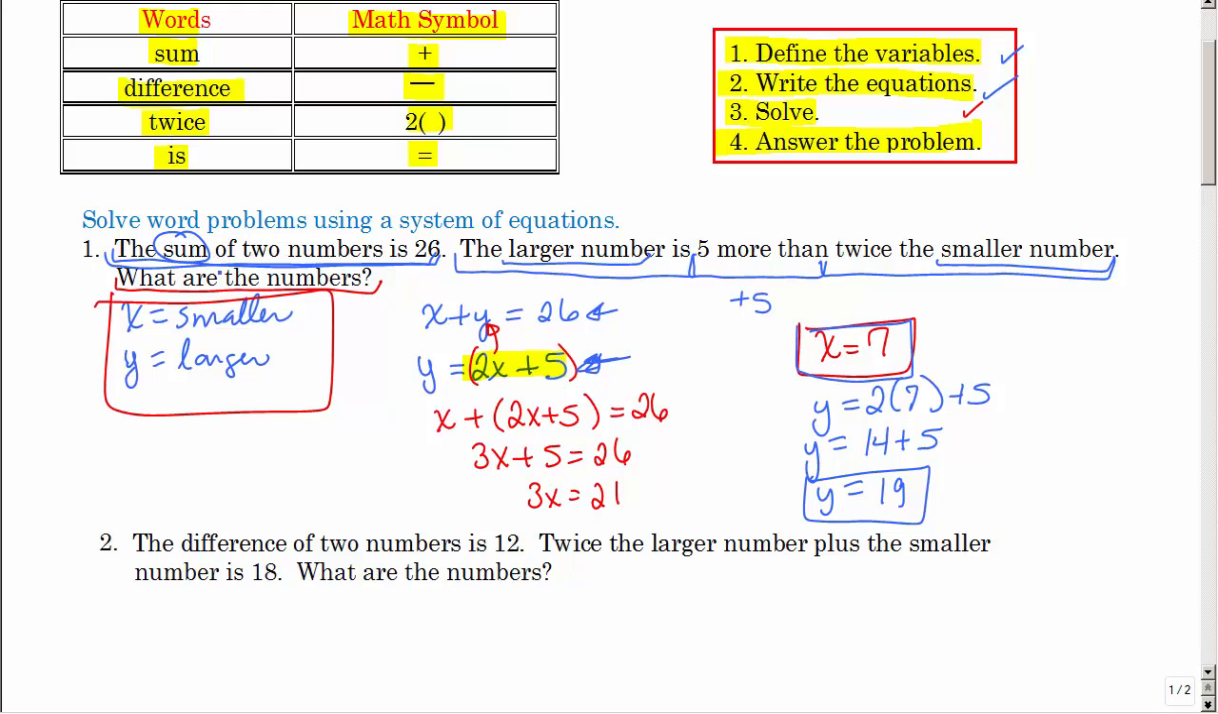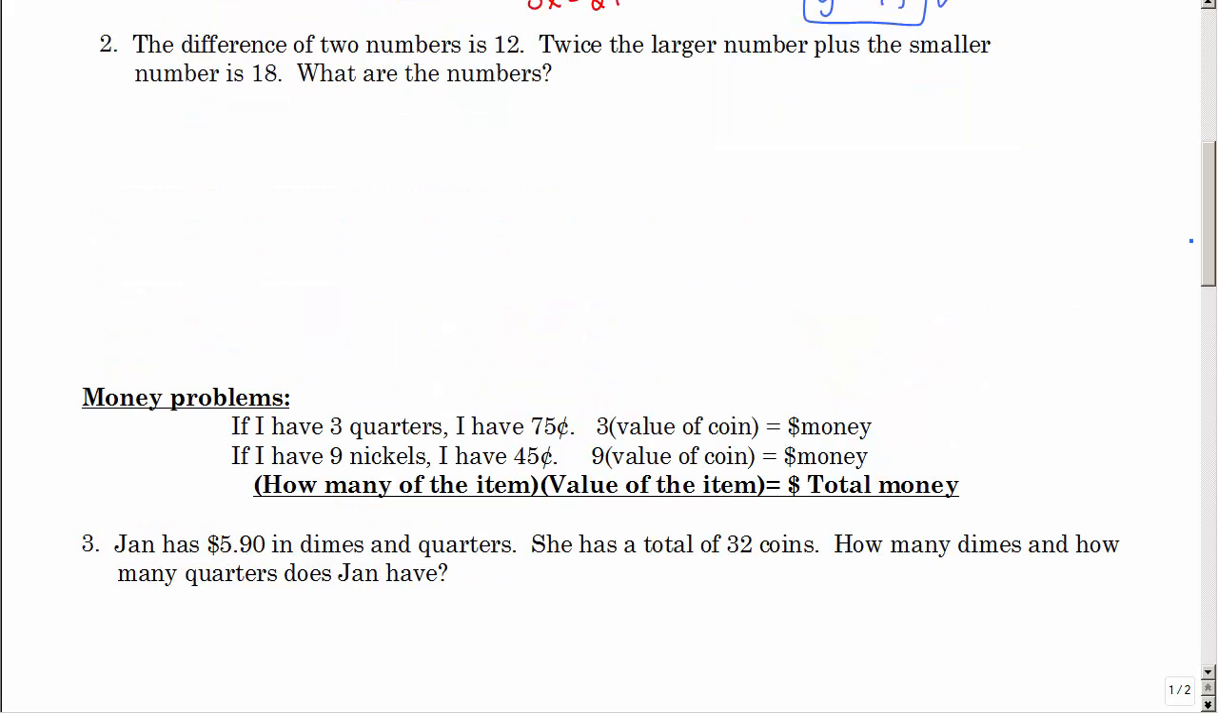You can kind of check. Their sum is 26. Add 7 and 19, I get 26. The larger number is 5 more than twice the smaller number. Those all check. Now number 2: The difference of two numbers is 12.